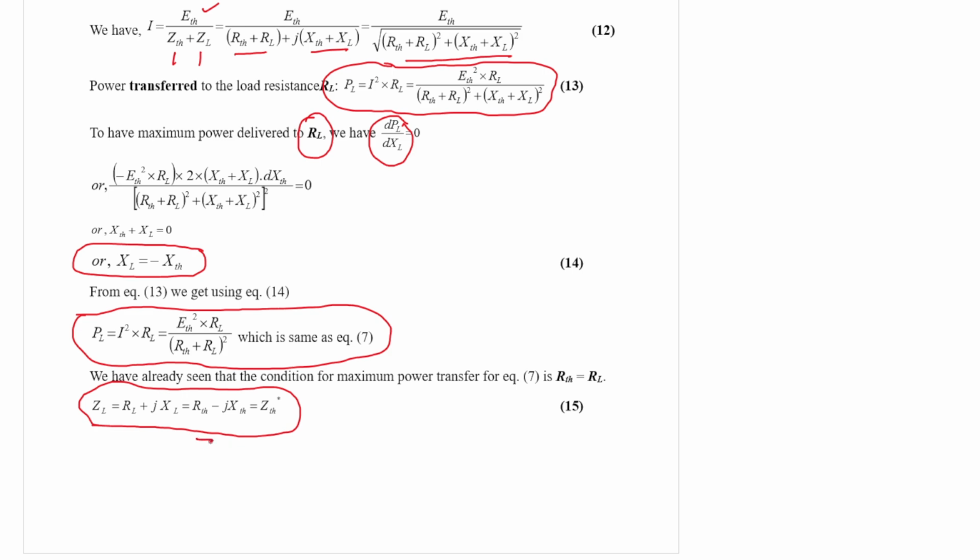So if ZTH becomes 3 plus j4, then ZL must be equal to 3 minus j4 in order to transfer the maximum amount of power. As we can see, the maximum power transfer theorem is an extension of Thevenin's theorem. We use the Thevenin equivalent network to obtain the maximum power transfer condition.